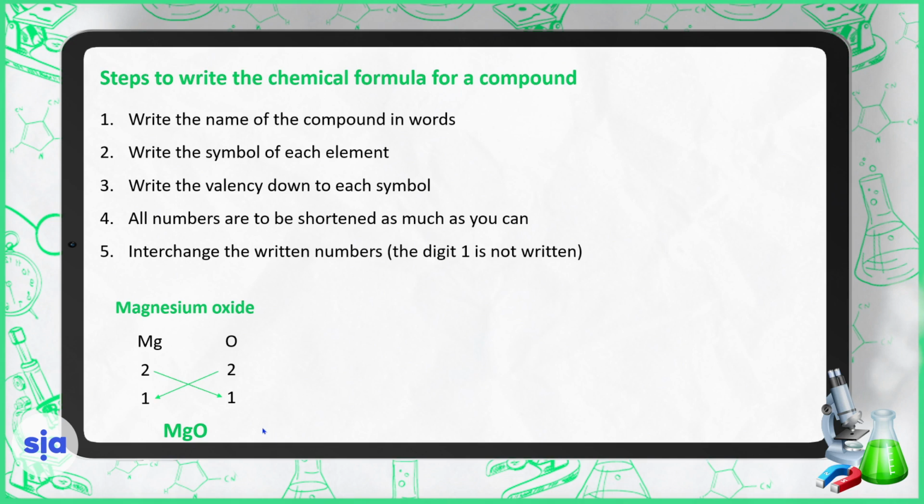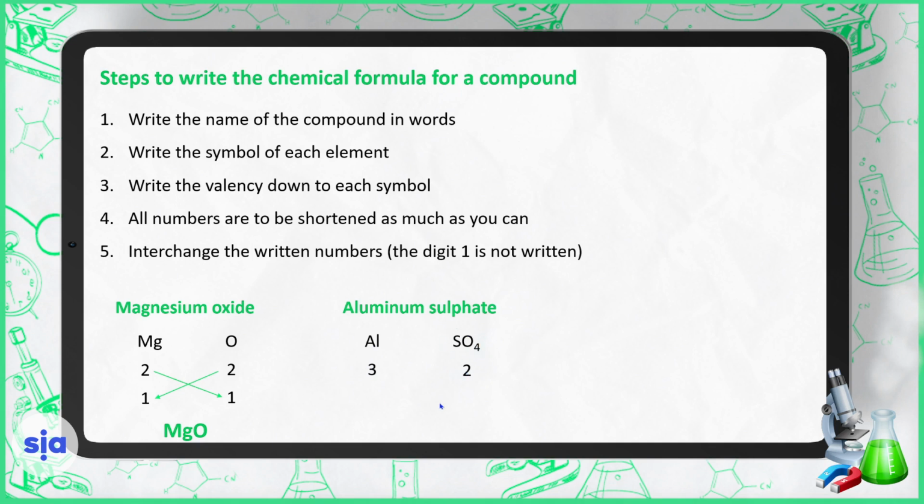Let's have another example for clarification. Aluminum sulfate. This is the name of the compound in words. Number 2, the symbol for each element. So aluminum and the sulfate. And remember that the sulfate is an atomic group. We treat it as a group. We will write the valency of the aluminum under it, which is 3. The valency of the sulfate group, which is 2.